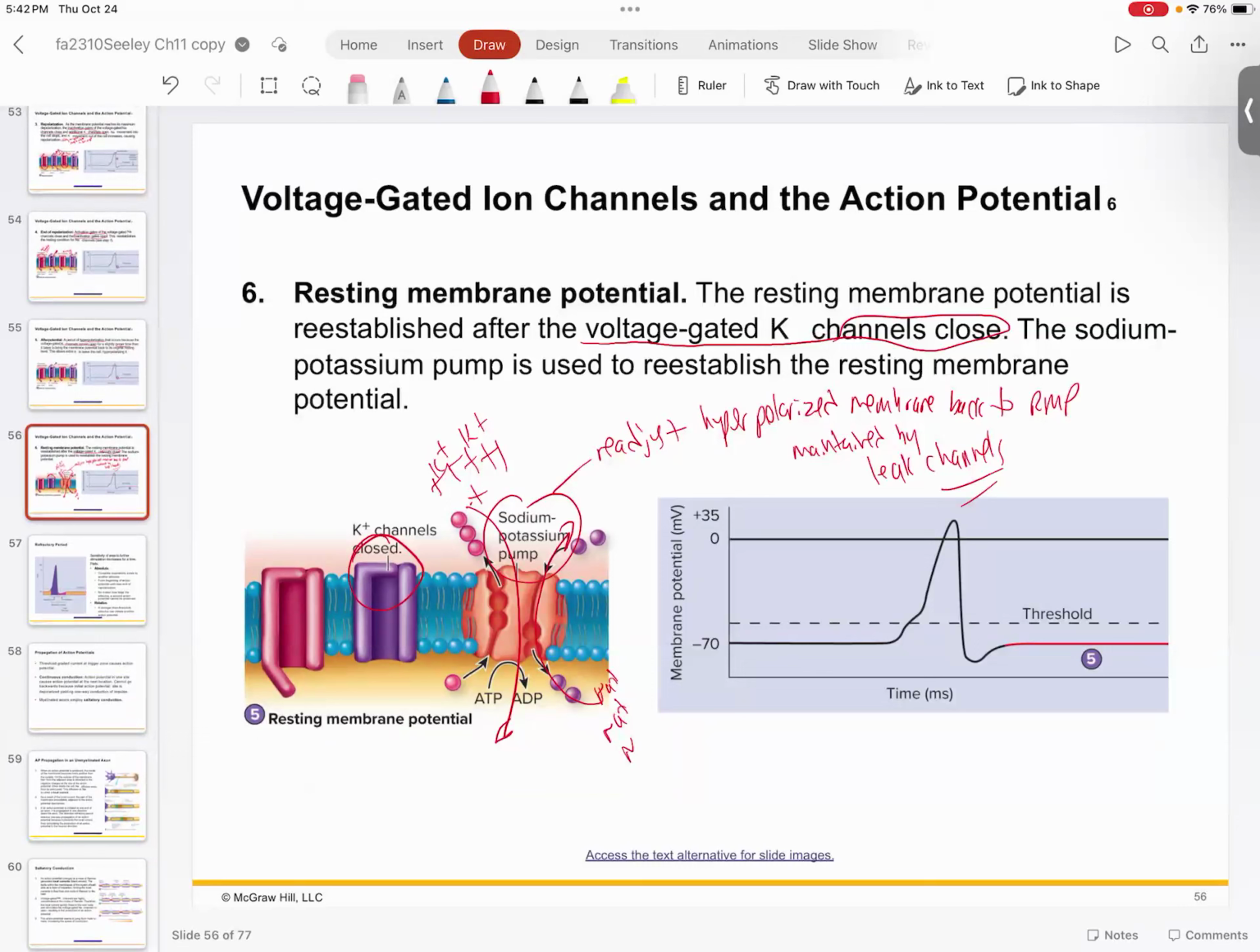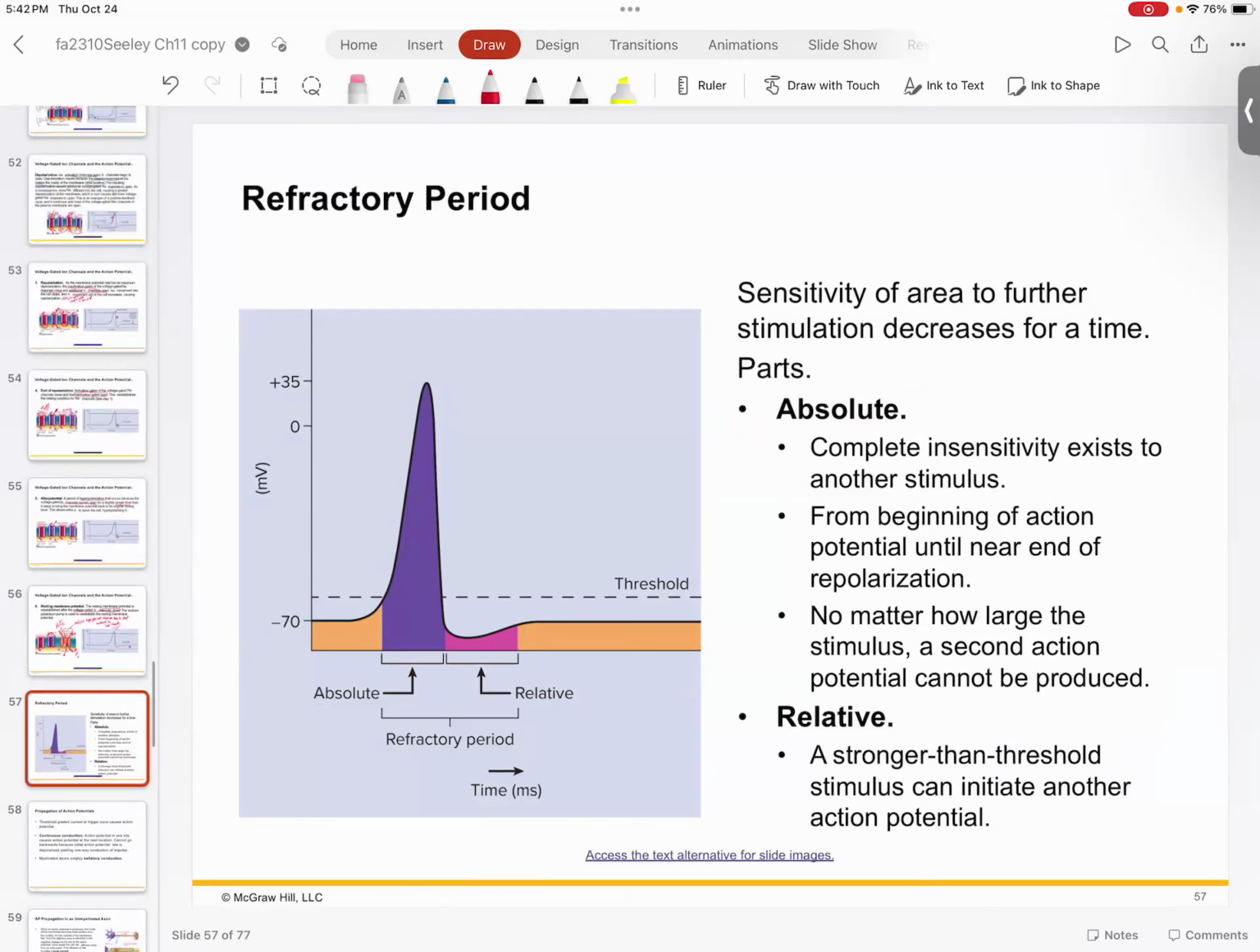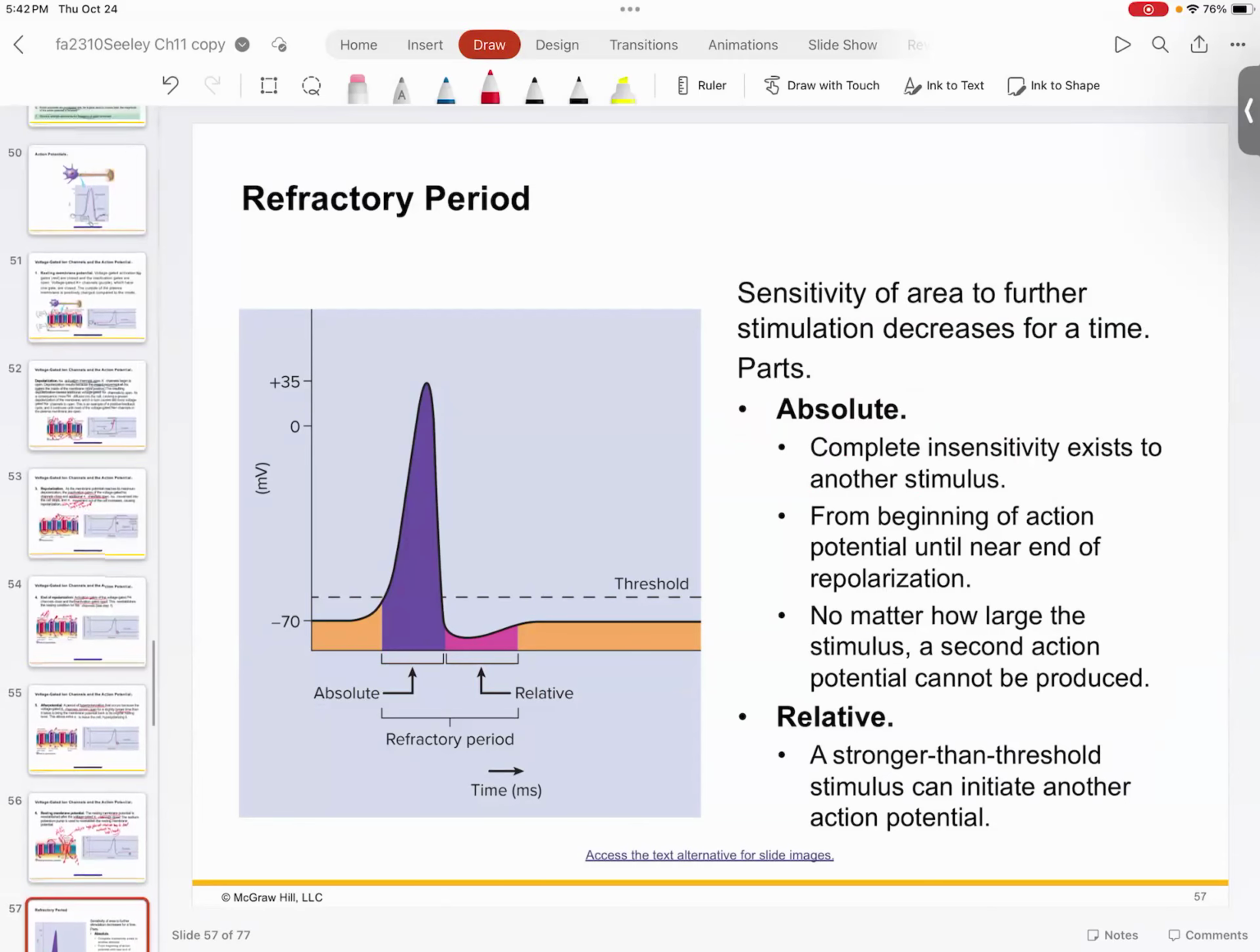And then guess what you do? You do it all over again. Then you get another stimulus, which then goes through the entire process all over again. And you do this for as many times as you send an action potential. So these last slides right here, these are really, really good slides.